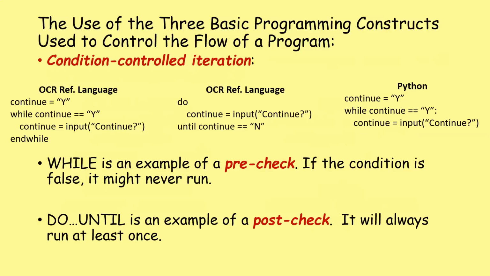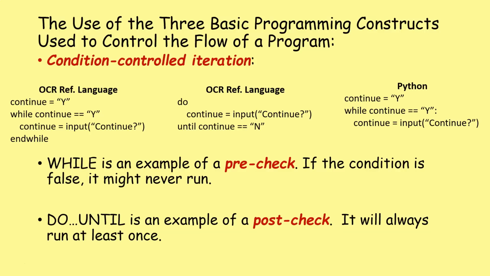And finally here we have condition-controlled iteration. We have the while, which is the most commonly used version, and we have that in the OCR reference language and in Python. That will keep continuing to repeat until somebody says something other than yes. If they input anything else, it will stop and continue with the rest of the program. While is an example of a pre-check condition. If the condition is false, it might never run. So if continue is set to no, in both cases of the while loop, it will just skip over the while loop and continue with the rest of the program.